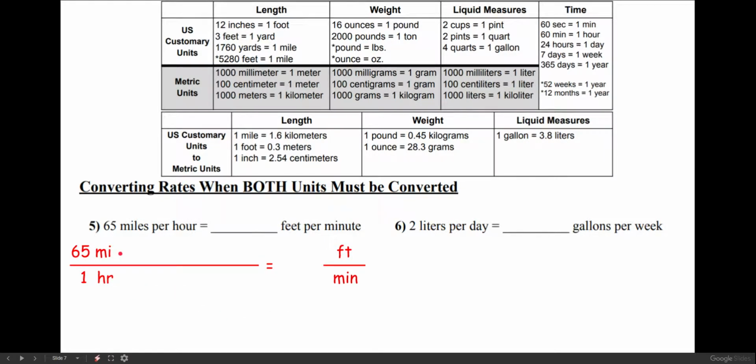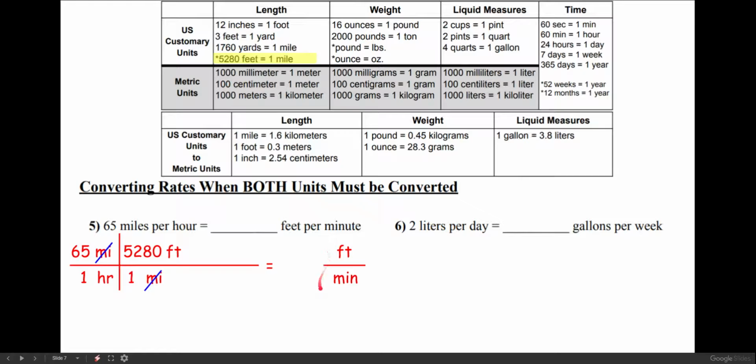So let's go ahead and change the miles first. We have 5280 feet equal 1 mile. So that's a direct conversion. That's kind of nice. To cancel out the miles, I need to put miles on bottom and then feet on top. Let's cross off the miles and then write down the conversion. 5280 feet is 1 mile. All right, now I have feet on top, which is exactly what I want.